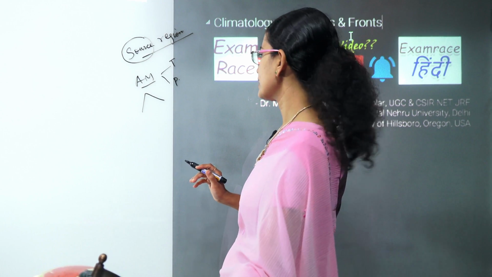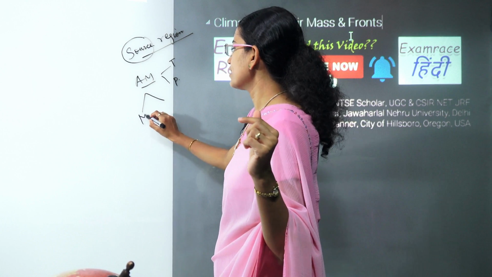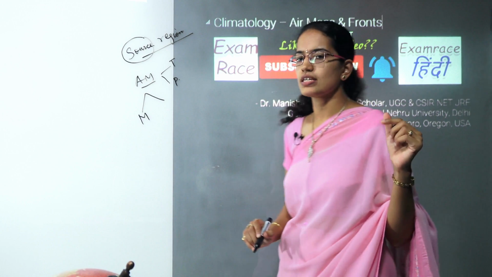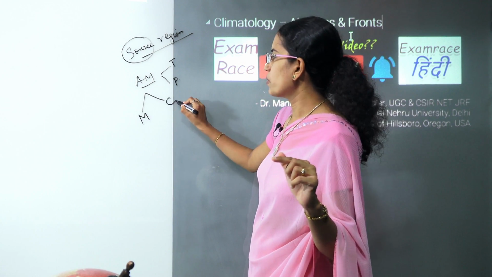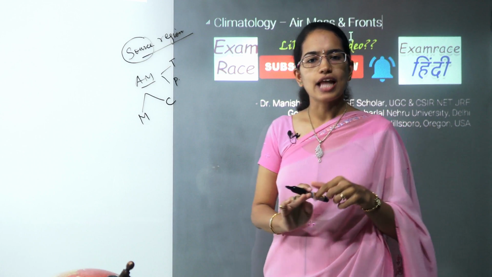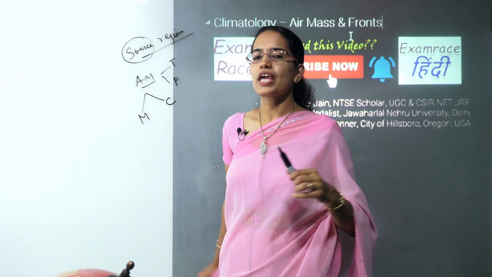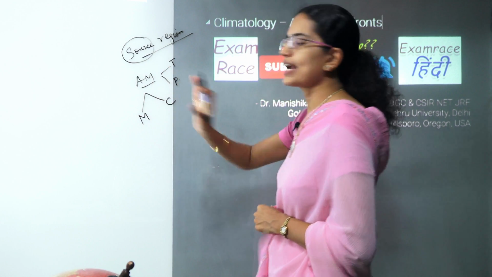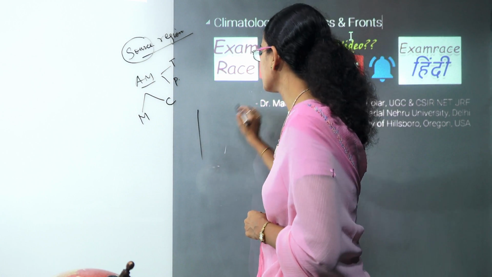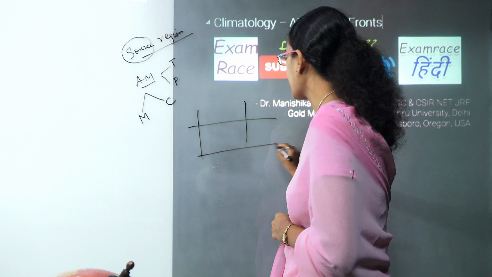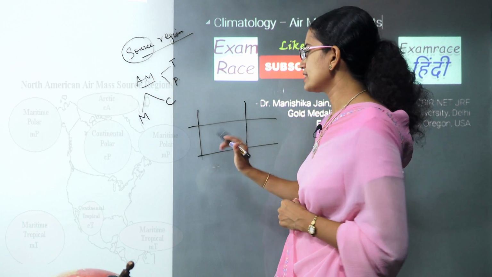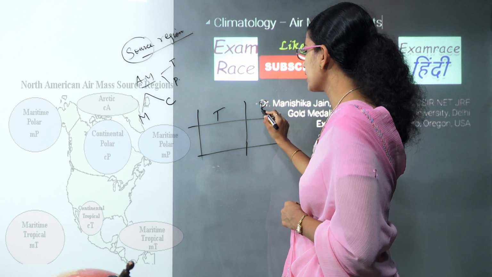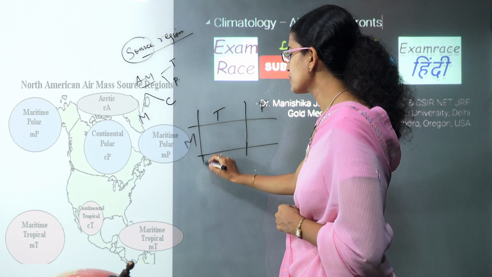The next important thing that we need to understand is it can originate in the ocean, which is the maritime, and it can originate in the continent or the land, which is the continental. So we have either maritime or continental. Now doing a kind of cross tabulation for these, we can understand the four types of air masses that could be formed: tropical, polar, maritime and continental.